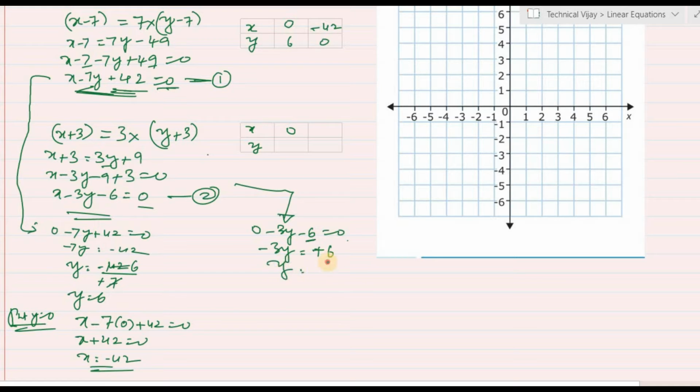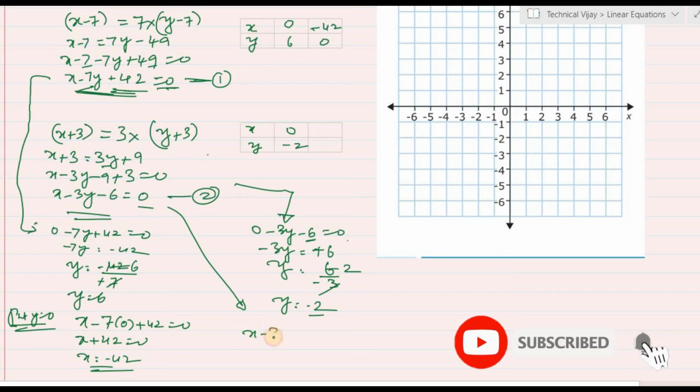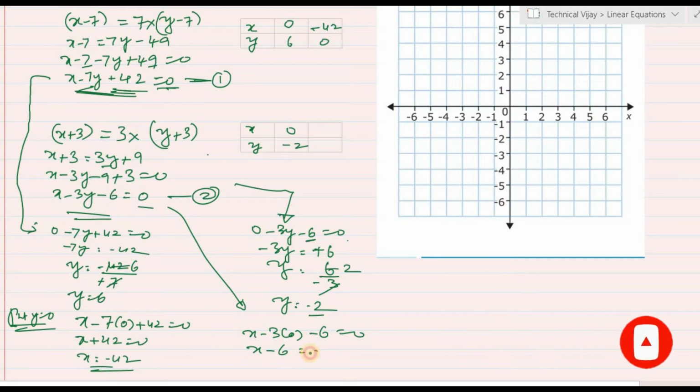So y is equal to 6 divided by minus 3. 3 ones are 3, 3 twos are 6. So y is equal to minus 2. So this minus 2 we will put here, and in the same way y equal to 0 we will put in this equation. Okay, so now x minus 3 into 0 minus 6 equal to 0, x minus 6 equal to 0, x is equal to 6. So this 6 we will put for x and this is 0.